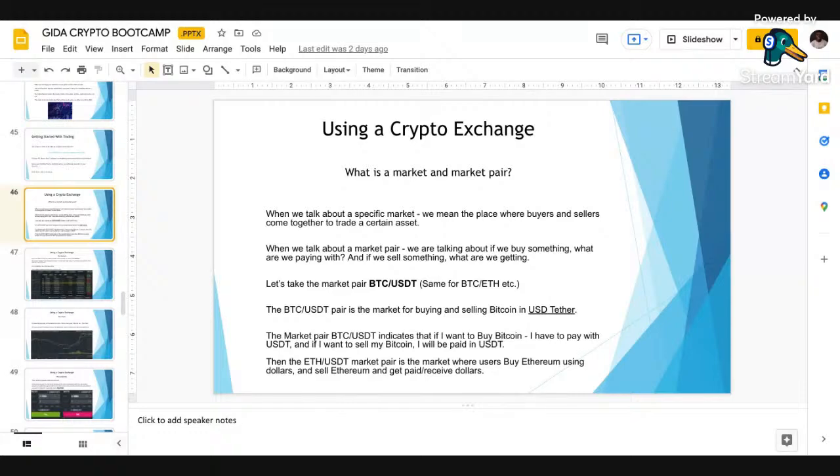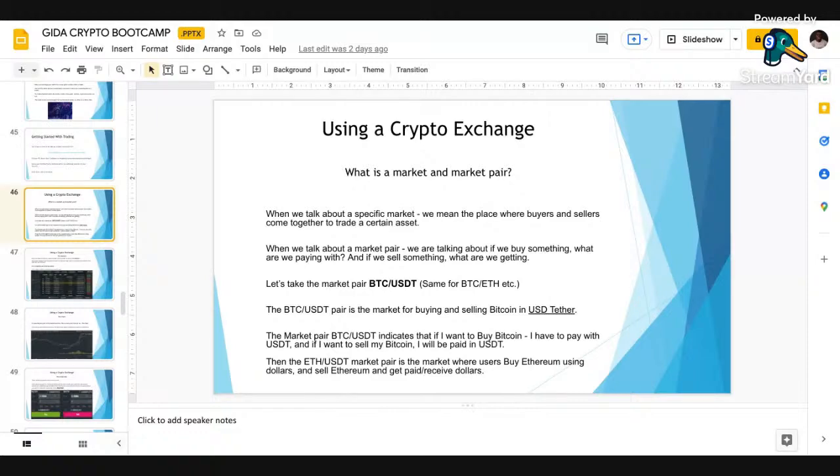Now, using a crypto exchange, what is a market order? What is a market actually? When we talk about the crypto market, what is a market? When we talk about a specific market, we mean the place where buyers and sellers come together to trade a certain asset. Understand that there are various markets within one crypto exchange. Let me bring it down in simple words.